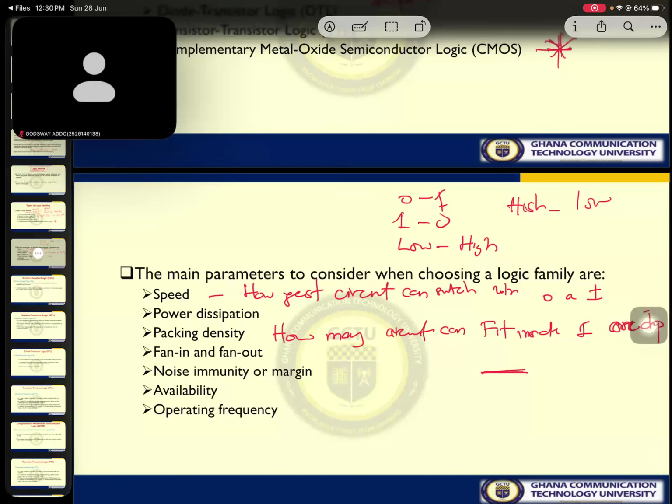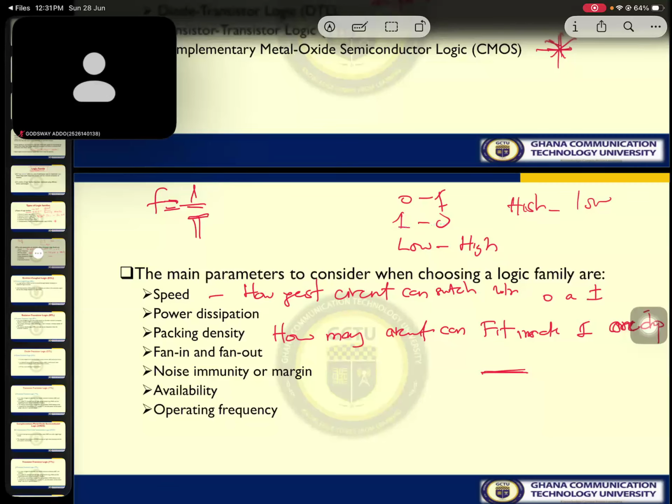The operating frequency means how many cycles or how many operations the digital system can perform per second. It is with respect to time. That's the reason why we have frequency equal to 1 over T. So the frequency is inversely proportional to the period. And it is measured in what? In hertz. So hertz means 1 cycle per second.